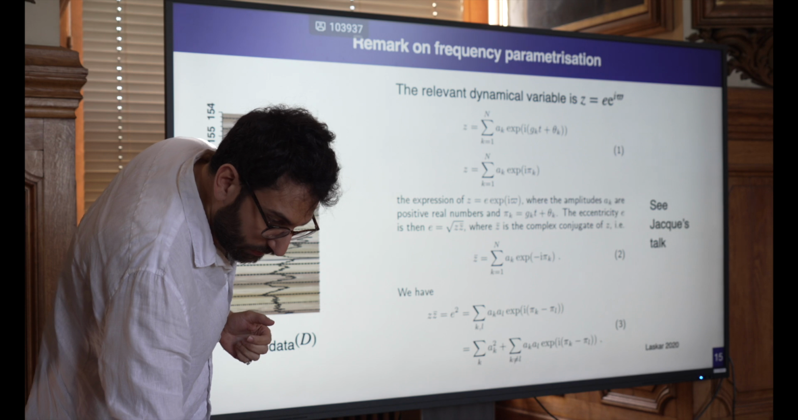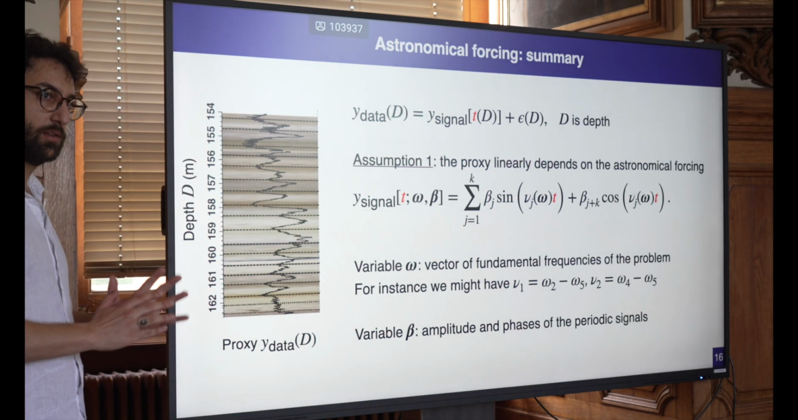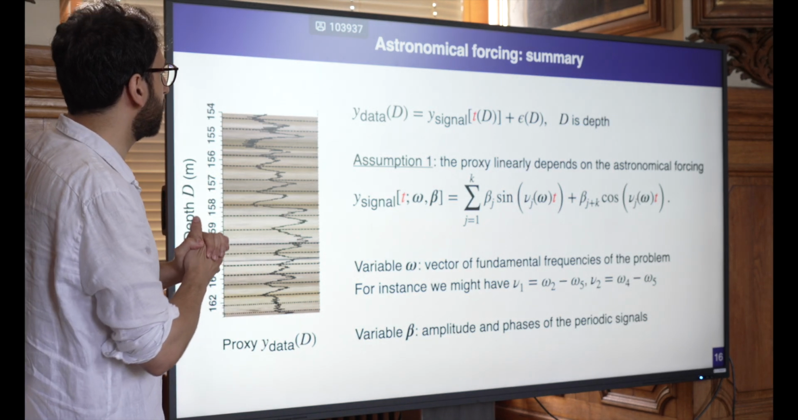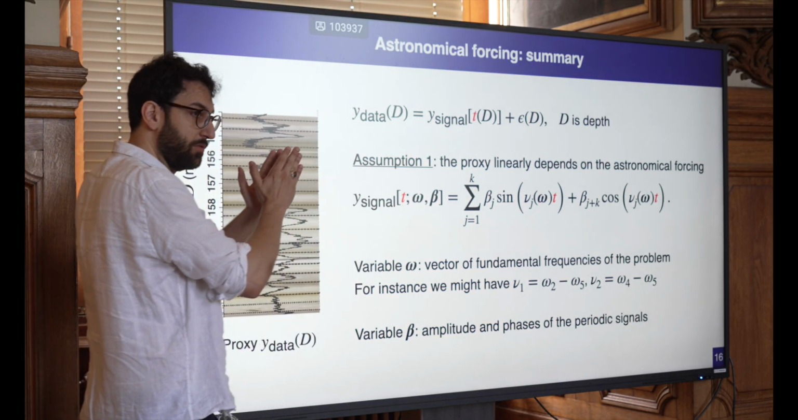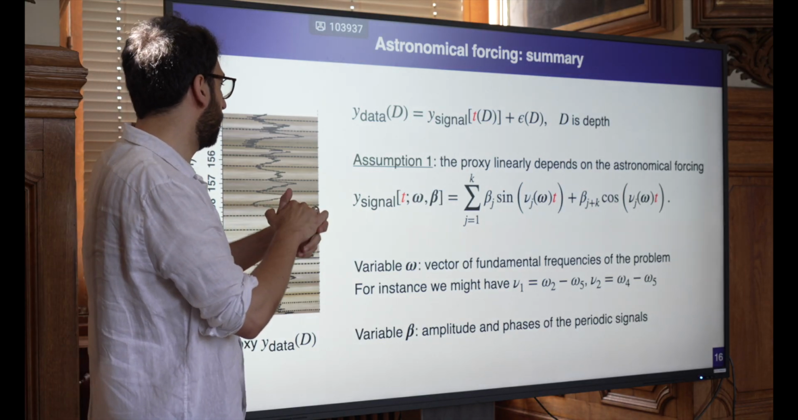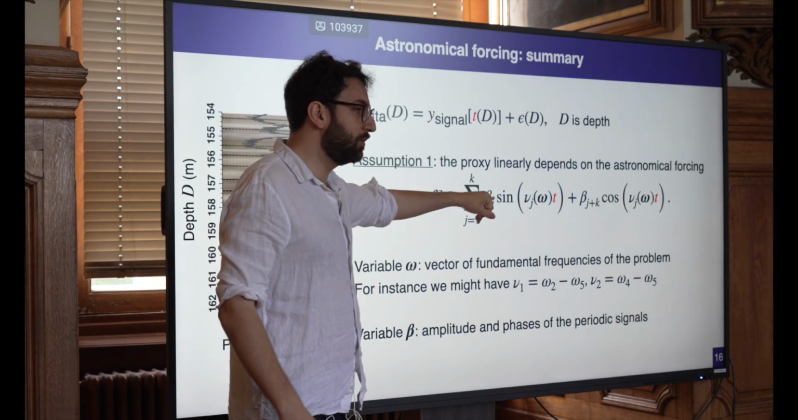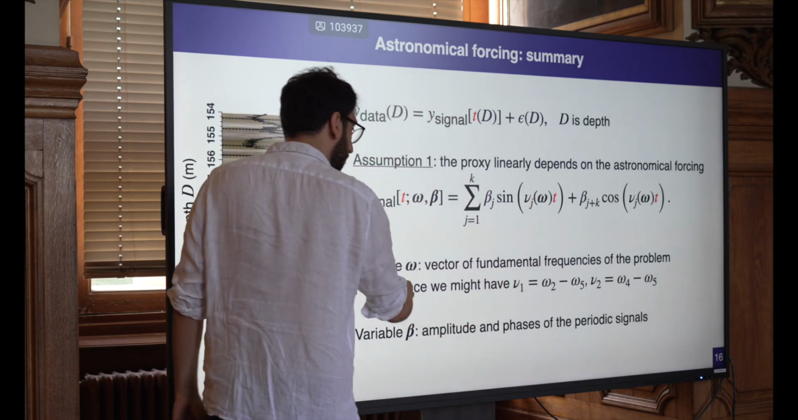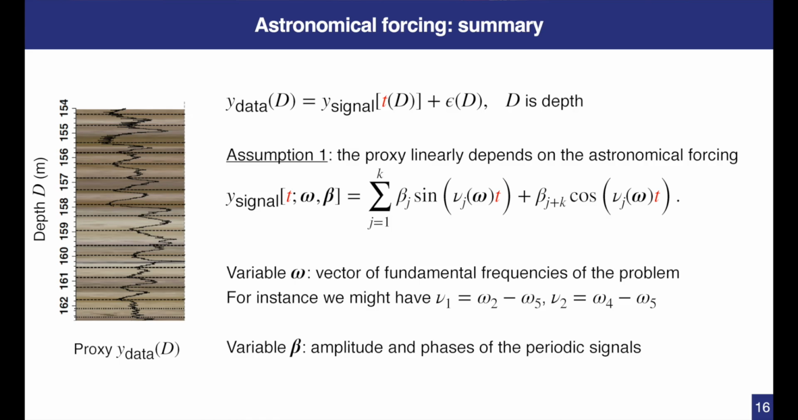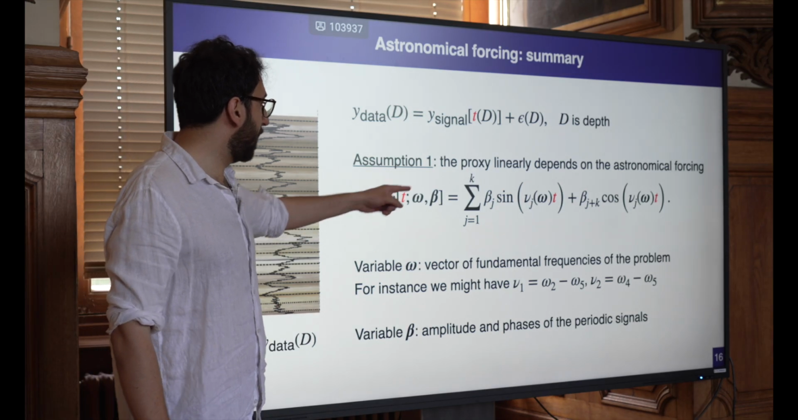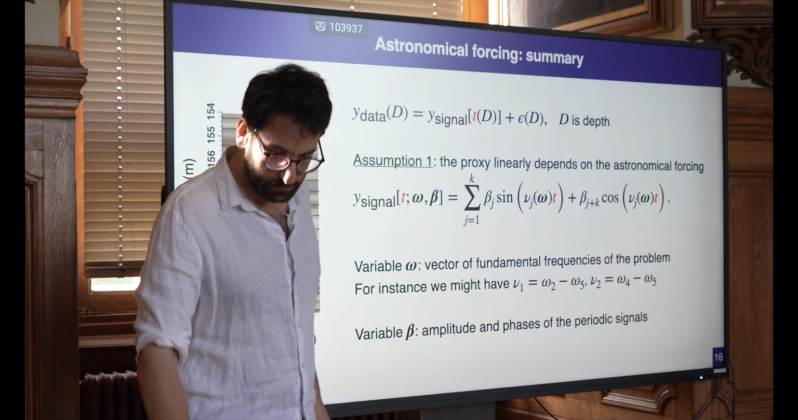So the astronomical forcing, to summarize, is a linear combination of periodic signals, and these frequencies are parameterized by the fundamental frequencies. They could be, for instance, the frequencies of the oscillations. They could be the difference, for example, of the fundamental frequencies. So we have two kinds of parameters: phases and amplitudes, and frequencies.